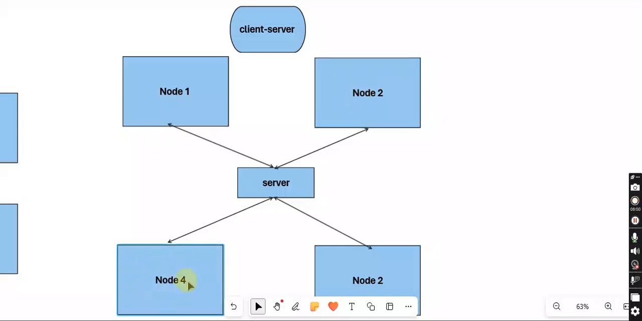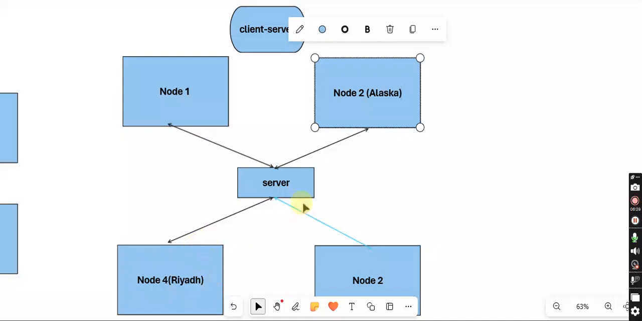Okay, for example, I am sitting in Riyadh, and this node 2 is in Alaska. If I want to send a message from Riyadh to Alaska, I send him a message. He's not connected to the internet for now. He's cut away from the internet. But I send a message. The message stays on the server. Now the server waits for my friend in Alaska to connect to the server, and as soon as he connects, the message goes to him.